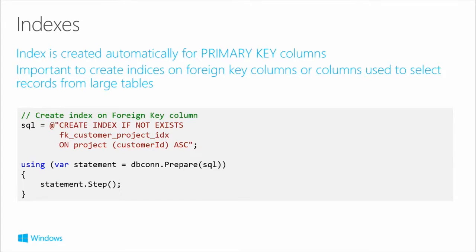But indices are created automatically for primary key columns, and indices are crucially important. If you have a table with 500,000 rows in it, and then you say, select me all the records from this table where some column is less than 40 or something, if you don't have an index on that column, the only way it can figure out which records match is to start with row 0 and read all the way through to 499,999 to figure out which ones match.